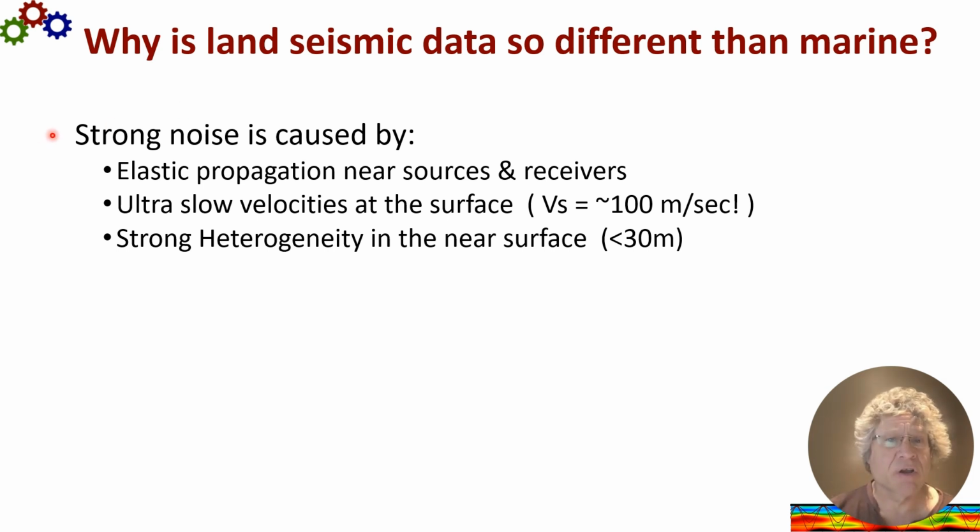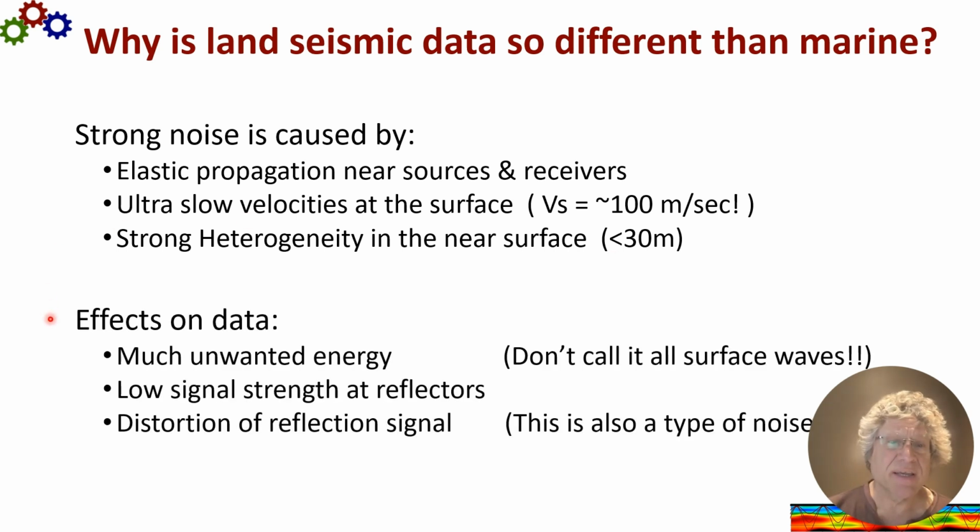Well, you have strong noise, and it's caused by elastic propagation near the sources and receivers, by the fact that you have ultra slow velocities at the surface. You have shear velocities that often go down to 100 meters per second. And this is well documented that it happens quite a lot. And lastly, you have strong heterogeneity in the near surface. And by the near surface, I mean the top 30 meters. Sometimes people describe the near surface, they mean the top 500 meters. But here we're looking very much at the very near surface.